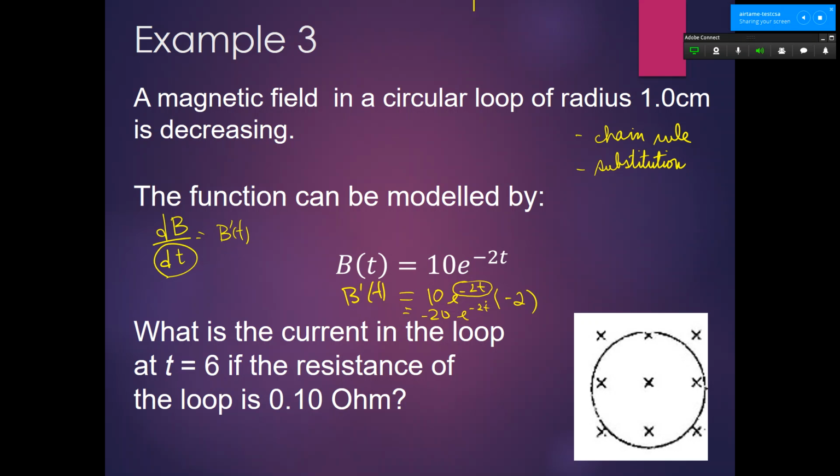Okay, we have our function now for the change of magnetic field as a function of time. We need to know what that change is at time equal to 6 seconds. So we actually need b prime of 6. So if we need b prime of 6, I'm just going to do that down here. It's going to be negative 20 times e to the power of negative 12. Can someone do that? It's going to be a weirdly small number.